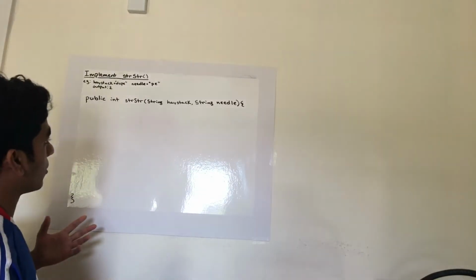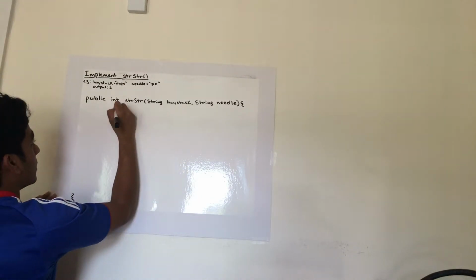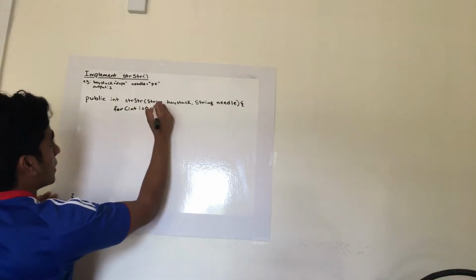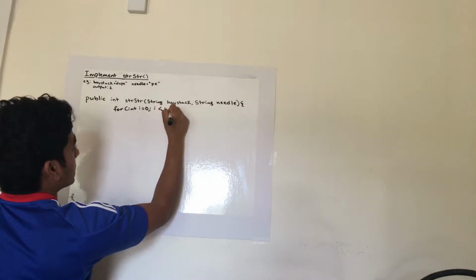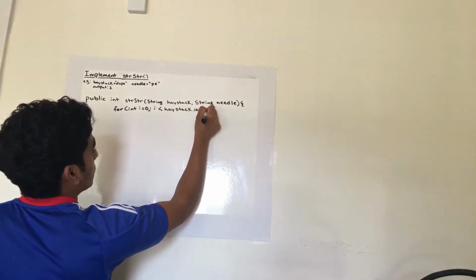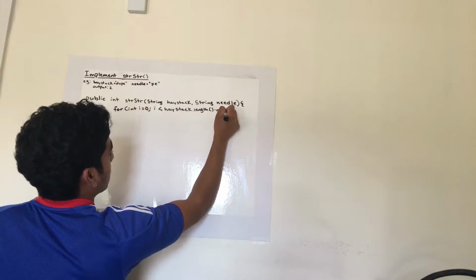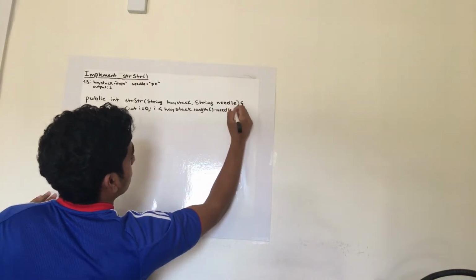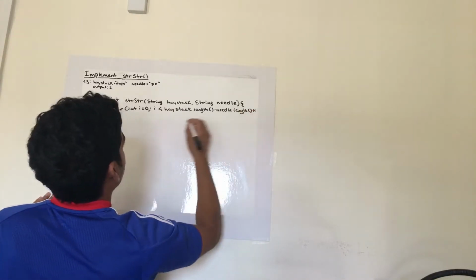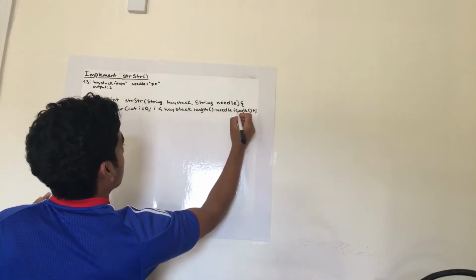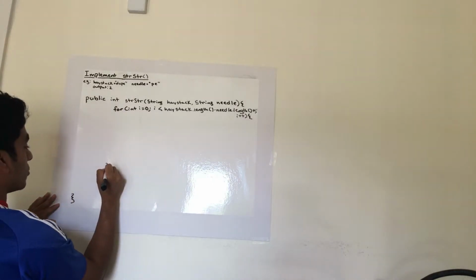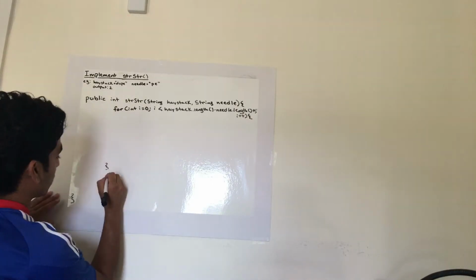Alright, so the first thing I want to do is iterate through haystack. I'm going to do int i equals 0, i is less than, I'm not going to go through all of haystack just because that's unnecessary. I'm going to do haystack.length minus needle.length plus 1. So that's a check, and then it's going to be i plus plus. So if we get through this whole loop and don't find our index, we want to return -1.